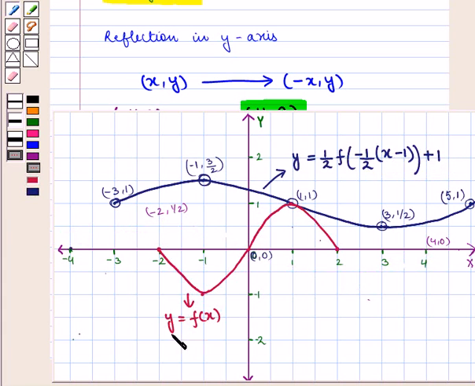So here we have shown the transformation of the given function y is equal to f of x to the function y is equal to 1 by 2 into f of minus of 1 by 2 into (x minus 1), the whole plus 1. This is the required answer.